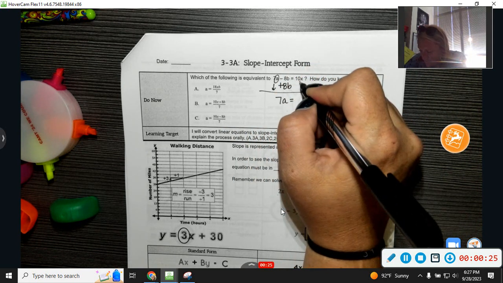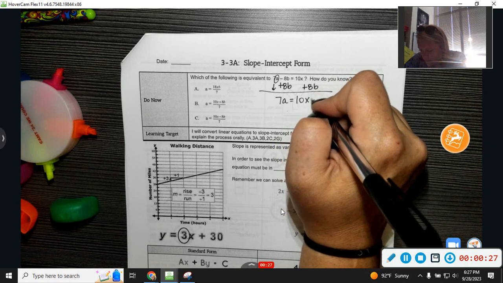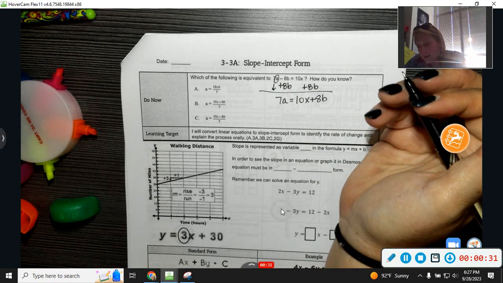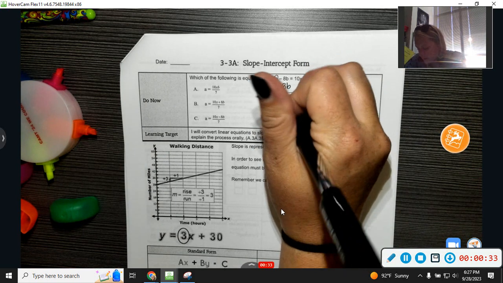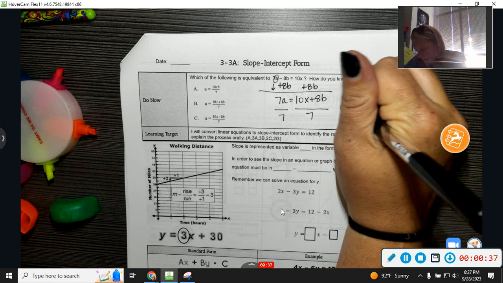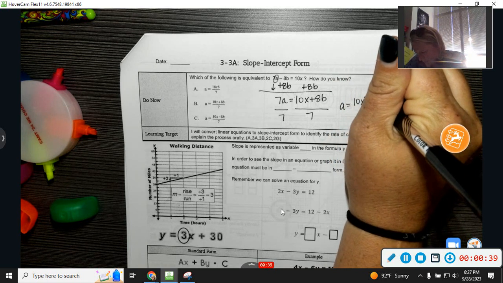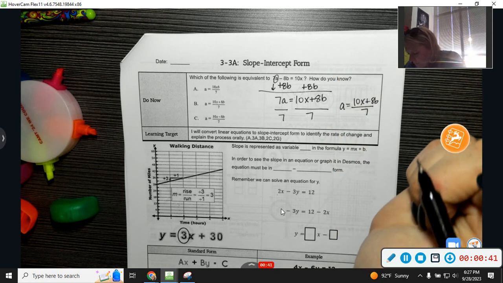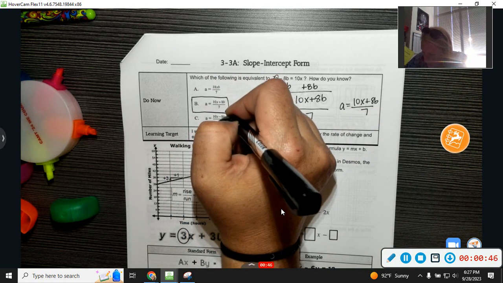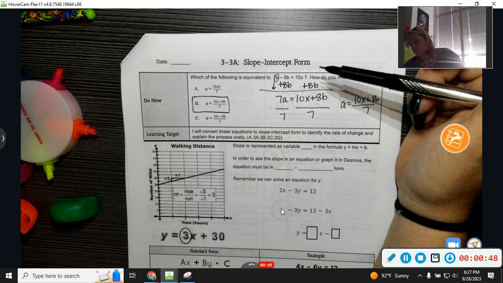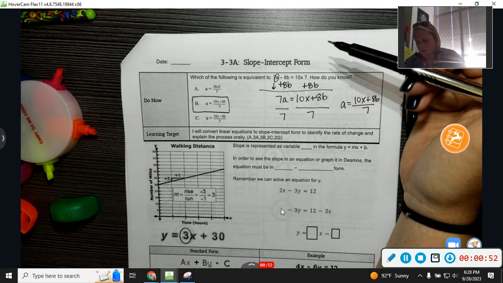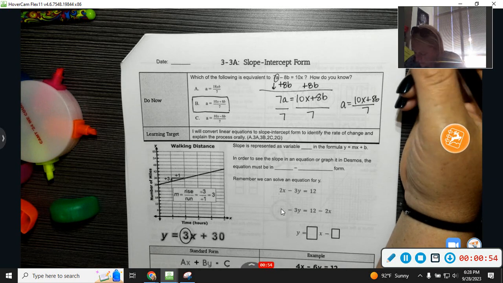7a equals, these are not like terms, so it's going to be 10x plus 8b. And then to get that a by itself, all I need to do is divide. So I divide both sides of the equation by 7, and I get a equals (10x plus 8b) all over 7. And so B is my correct answer here. The reasoning why is that if you use inverse operations to solve, that's the equivalent expression. Okay?